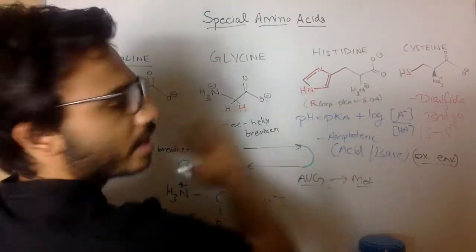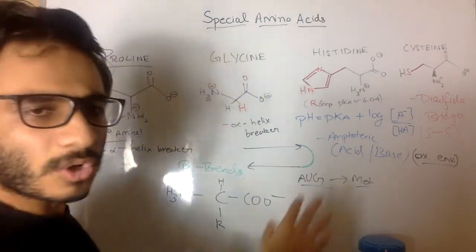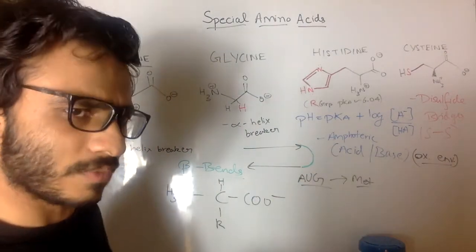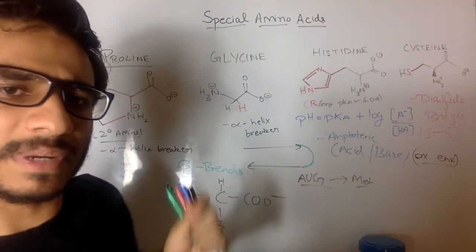So methionine is also a really important amino acid. But these four are in kind of a spotlight when we talk about special amino acids. I'll talk about translation in those videos as well, in the molecular biology series. Okay, but that's the whole idea about special amino acids.